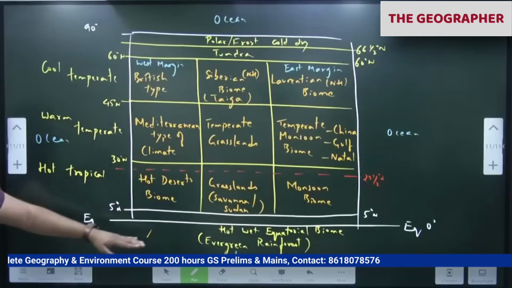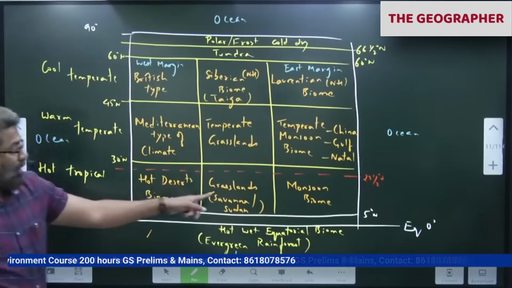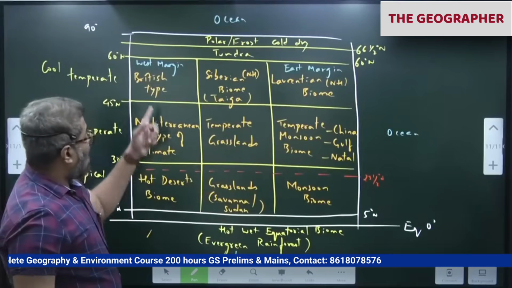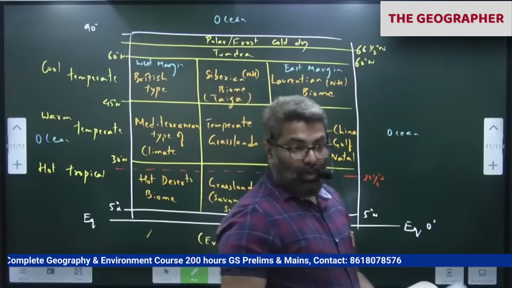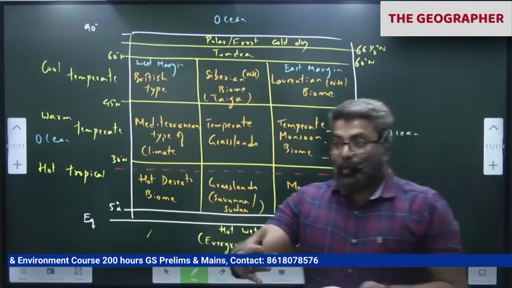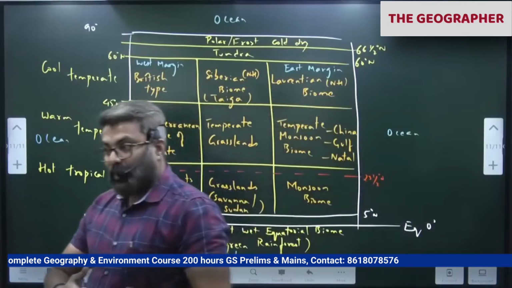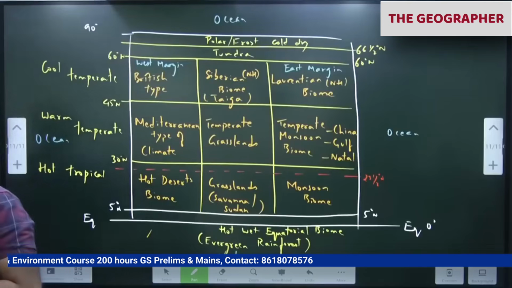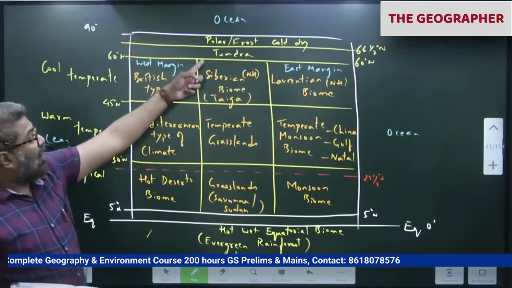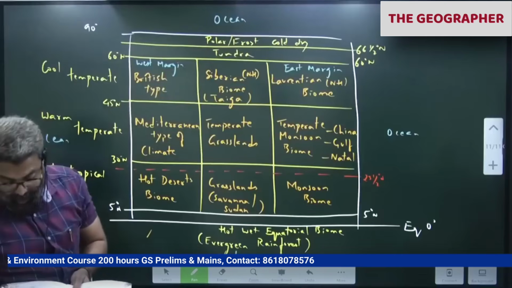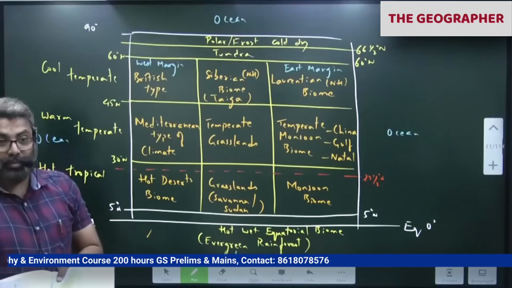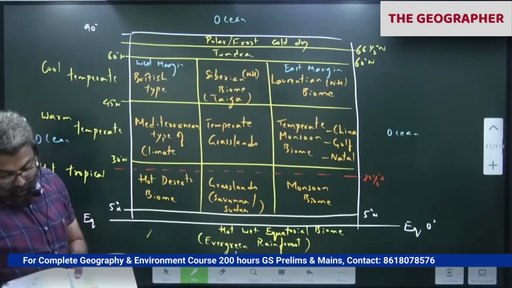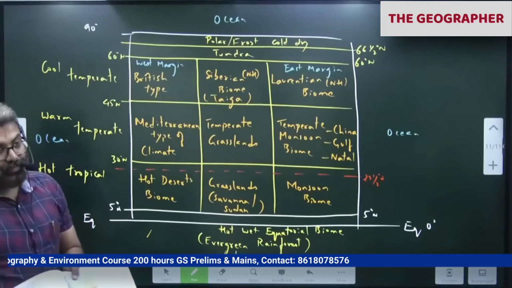So overall, how many types of biomes are there? 1, 2, 3, 4, 5, 6, 7, 8, 9, 10, 11, 12. 12 biomes overall. Out of 12, all 12 are found in the northern hemisphere. In the southern hemisphere, only 10. Okay. You might ask, sir, what about tundra and polar? Yes, we have Antarctica. Only this part, there is no land. Further south, we have land again, Antarctica. Antarctica will experience both tundra and frost.